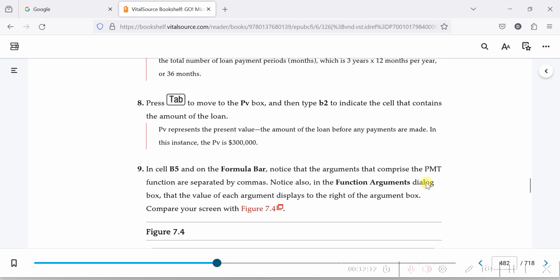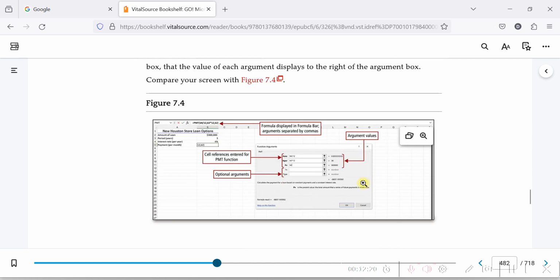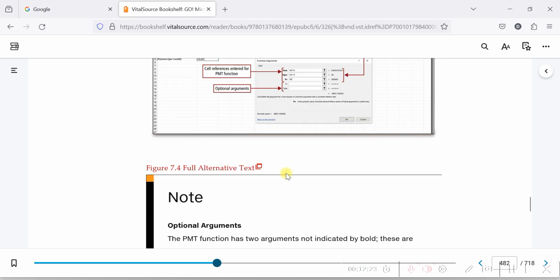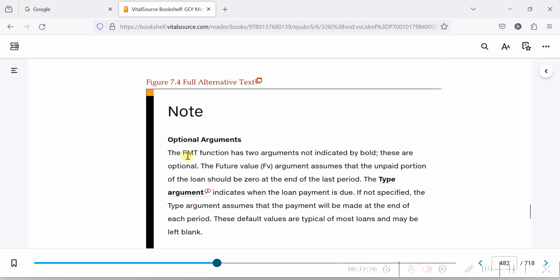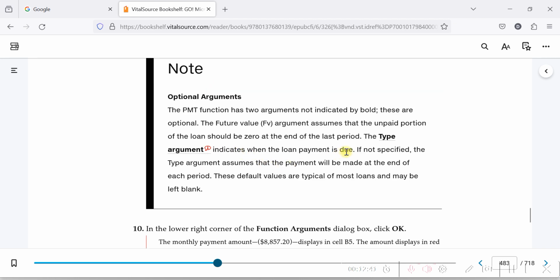Notice that in the Function Arguments dialog box, the value of each argument is displayed to the right of the argument box. The optional arguments are those last two, FV, or future value. I paid off a loan. How much is it worth? 0. I paid it off. And when is the payment due? The payment type, if it's not specified, assumes the payment is made at the end of each period, unless otherwise indicated. But the majority of times, we don't put anything in there. There's no need for it.